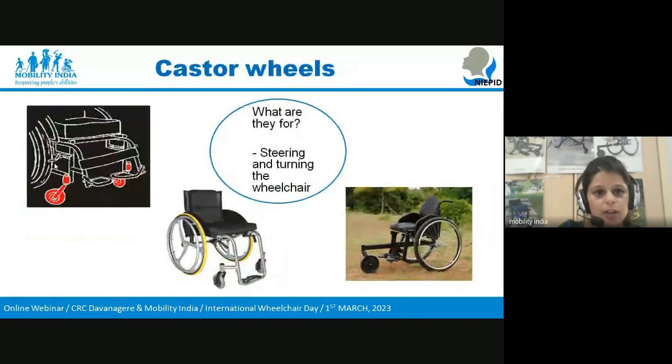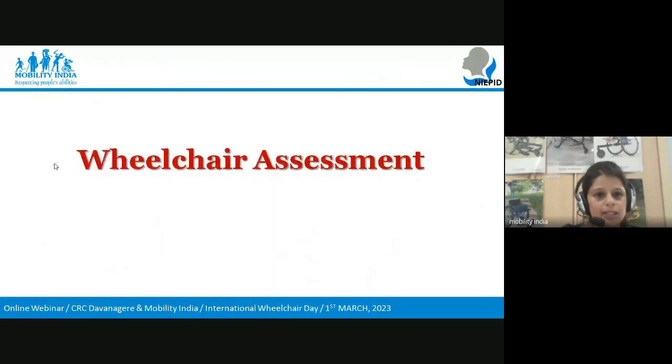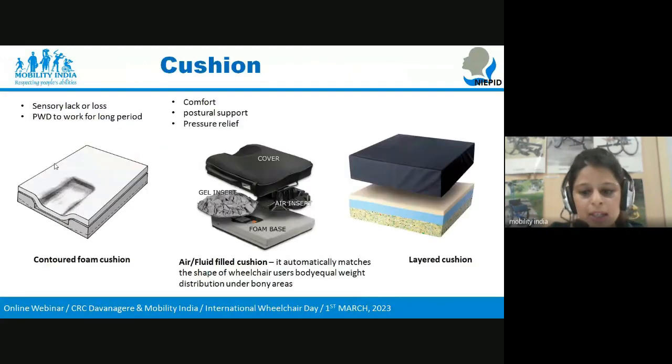So we discussed caster wheel, footrest, foot strap, backrest, seat. The previous slide discussed cushion. Cushion provides comfort and postural support for the user who will be working for a long period of time, which also relieves the pressure under the seat bone. The possible development of pressure sores can be prevented with this.